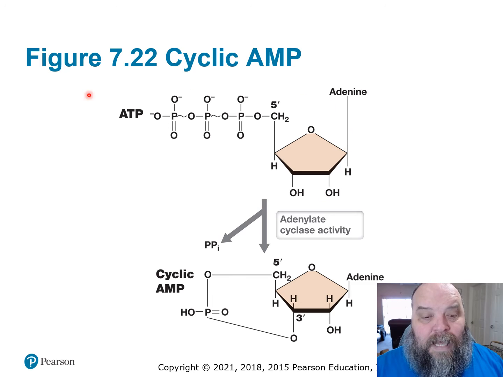So it's the normal ATP, adenosine with alpha, beta, gamma phosphates 1, 2, 3. Adenylyl cyclase cleaves off the terminal two phosphates, beta and gamma, and does this cyclic circle back around, and here you get cyclic AMP.